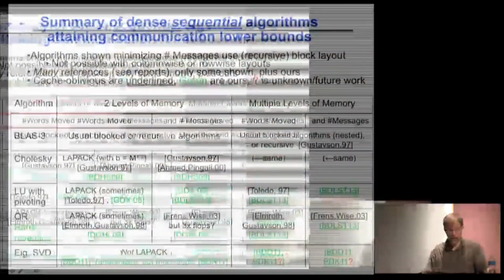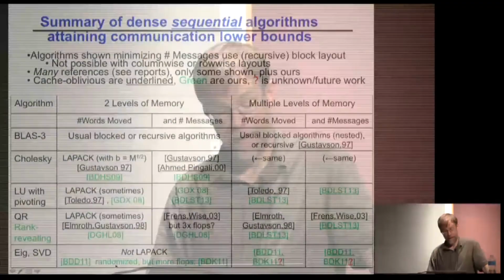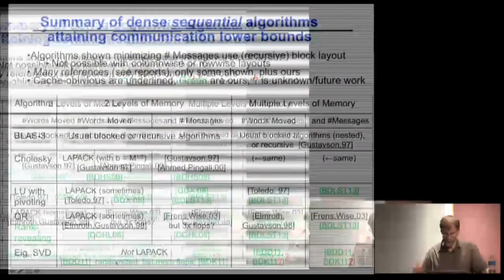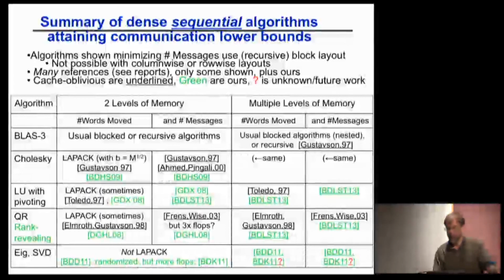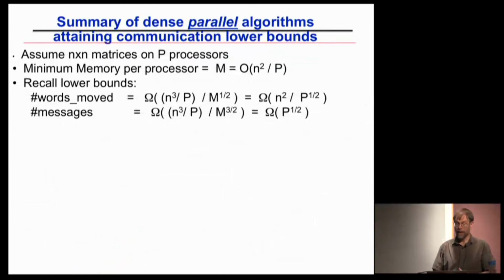They're in progress. For the non-symmetric eigenvalue problem, we have something that in theory works. It's a randomized algorithm. We don't know how to do it without randomization, but the constants are pretty nasty. So it may not be very practical, but anyway, that's also something to think about as a class project. Okay, so that's the summary of the sequential case. Let me now give you a similar summary of what we know in parallel.